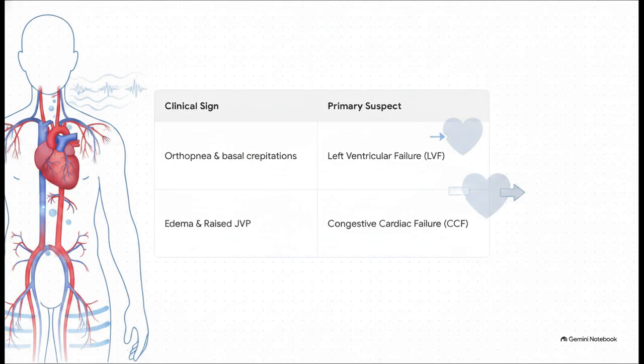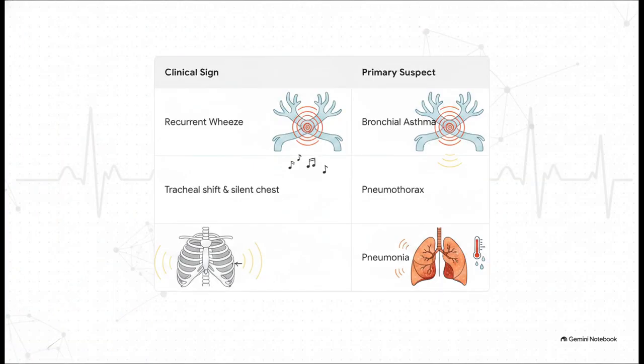Now, if you see physical edema in the legs and a raised jugular venous pulse in the neck, well, that clinical sign immediately points your compass straight toward the heart, specifically congestive cardiac failure, because the backup of fluid is now systemic. Now, what's really interesting about this slide is how starkly different the lung exam can be depending on the underlying pathology. A recurrent attack with wheezing and rhonchi, that points straight to the narrowed airways of bronchial asthma.